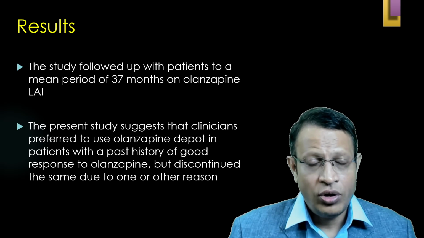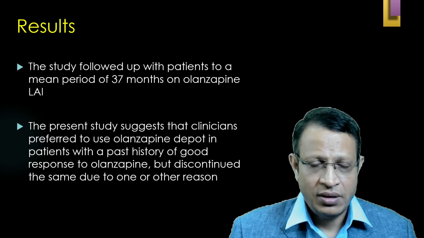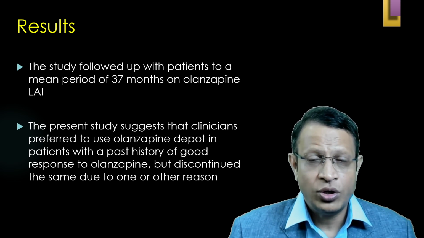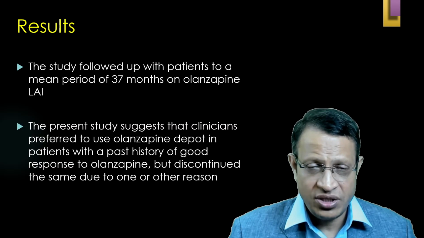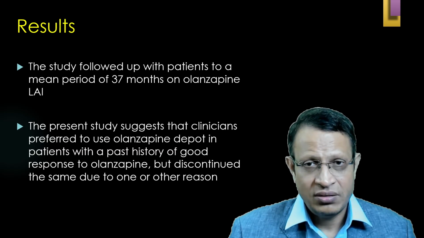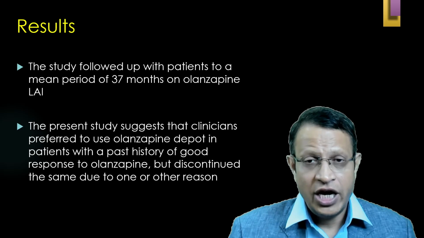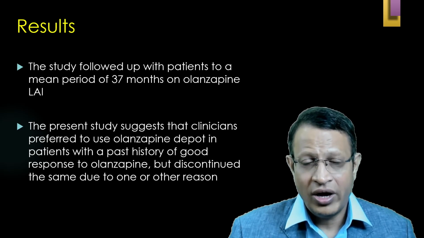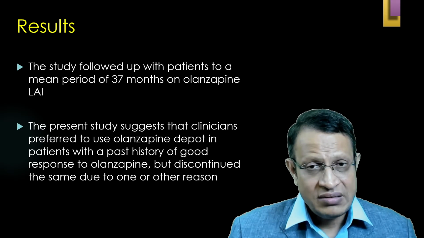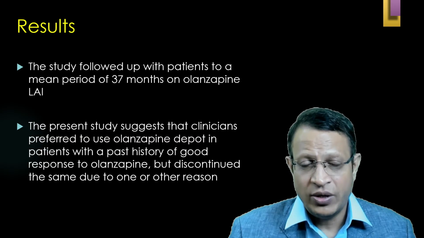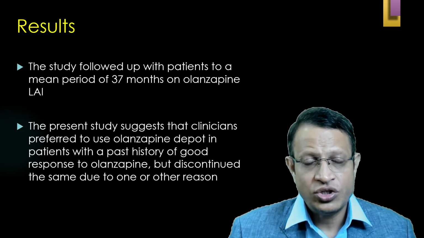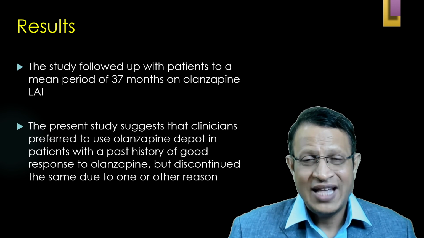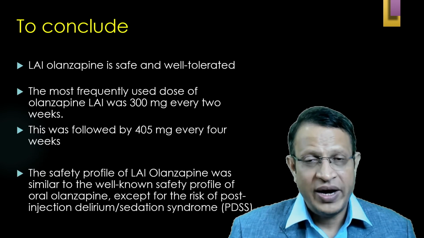This study followed up patients for a mean of 37 months on olanzapine long-acting injectable. The present study suggested that clinicians preferred to use olanzapine depot if the patient had a past history of good response to oral olanzapine, but had stopped the medication for various reasons. It may be poor compliance, poor adherence, or lack of insight. Hence, in those patients who had responded to oral olanzapine and stopped medication, the psychiatrist chose to give olanzapine pamoate injection.